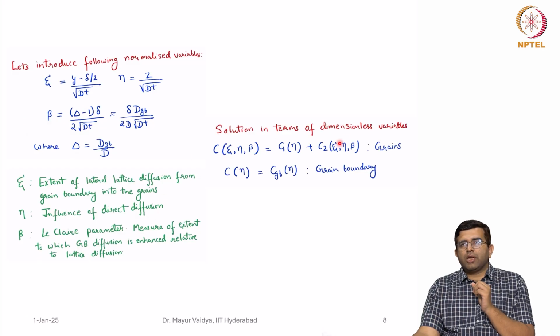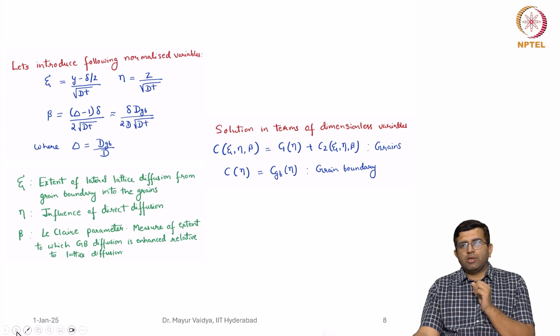So, the solution in terms of dimensionless variables, now C is written in terms of psi, eta and beta, is equal to C1 times eta plus C2 times psi, eta, beta. This is within the grains. So, within the grains also you see there are two components: C1 is only dependent on eta, whereas the second component is dependent on all the three factors. And then within the grain boundary, C of eta is equal to CGB of eta.